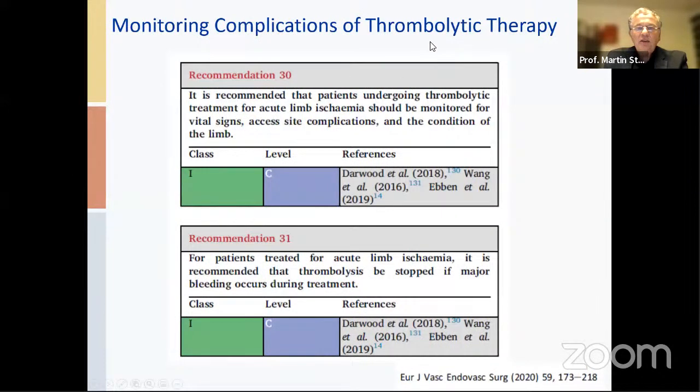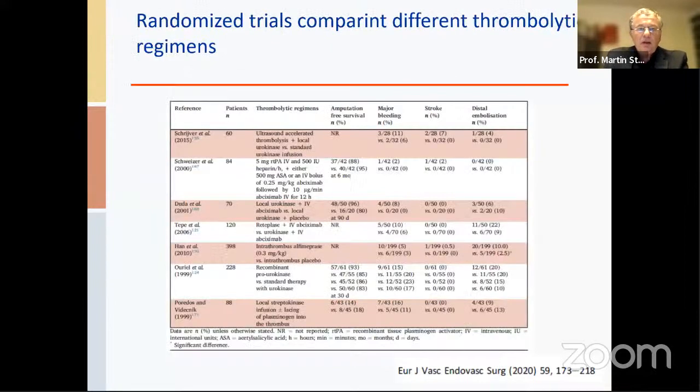And the recommendations of the ESVS last year is that patients who are undergoing thrombolytic treatment for acute limb ischemia should be monitored for vital signs, access complications, and the condition of the limb, continuously monitored in some ward where there is somebody looking after the patient every hour. And also it's recommended that it should be stopped if major bleeding occurs during treatment. So if it's bleeding, you have to stop the thrombolysis because the bleeding has to be taken care of.